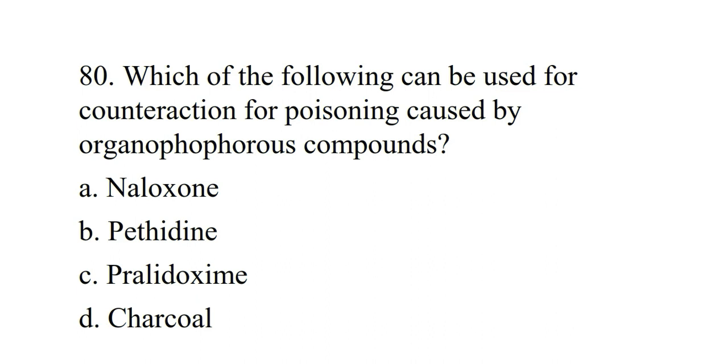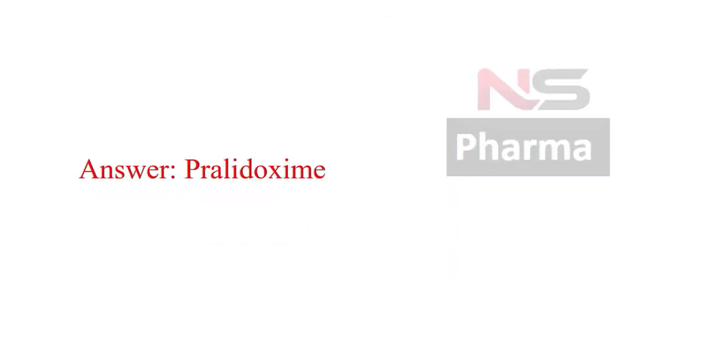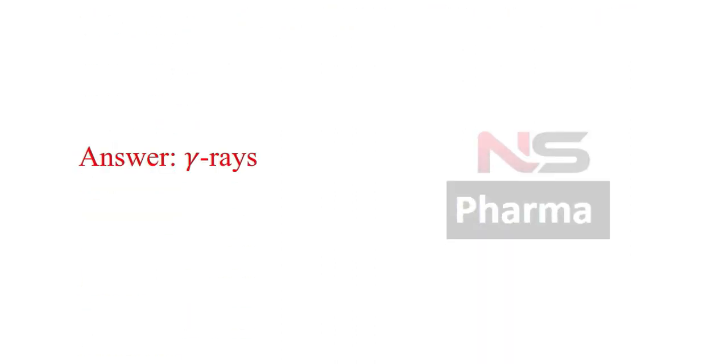Question number 80. Which of the following can be used for counter reaction for poisoning caused by organophosphorus compounds? Option A, naloxone. Option B, pethidine. Option C, pralidoxime. Option D, charcoal. Answer: pralidoxime. Question number 81. Which one is used in radiation sterilization? Option A, alpha rays. Option B, beta rays. Option C, gamma rays. Option D, X-rays. Answer: gamma rays.